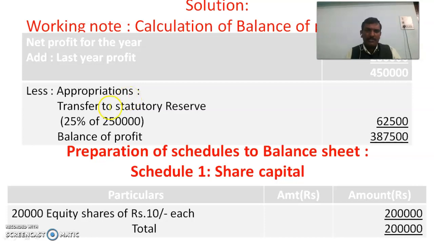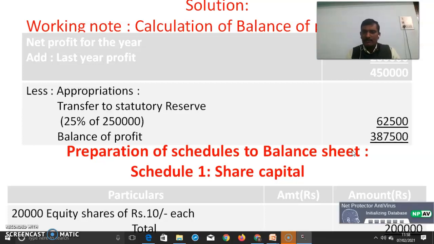Appropriations here means the compulsory appropriation. There is a mandatory transfer to statutory reserve at 25% of the profit. The profit to be taken for calculation of statutory reserve is only the net profit for the year, which is given here as 2,50,000. On that 2,50,000 we have to take 25%, which will become 62,500, and then we'll get a balance of profit of rupees 3,87,500. Now onwards we have to prepare the schedules to the balance sheet.